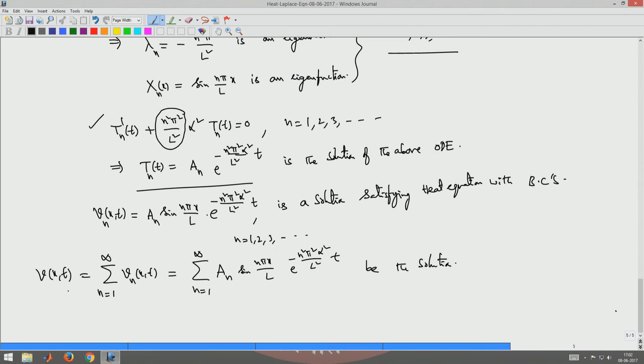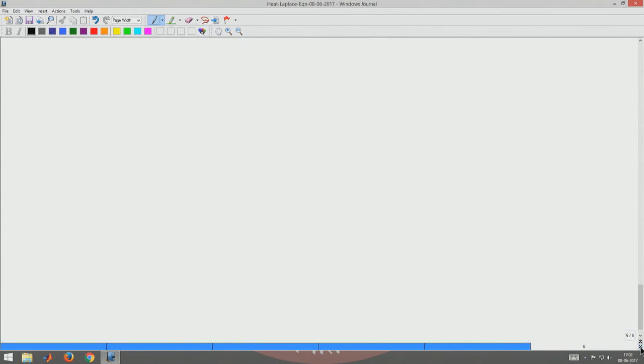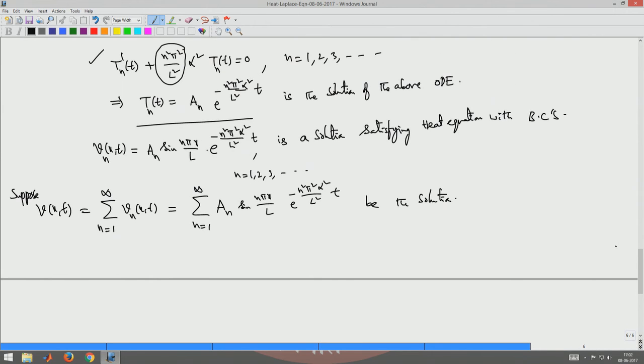Now, as a superposition you assume that this is a solution. Once you get these constants, one can show that it actually converges uniformly. So you can assume the superposition principle applies, and that this is the solution that satisfies the heat equation with the boundary condition. Now you apply the initial data; the initial condition we have not used so far.